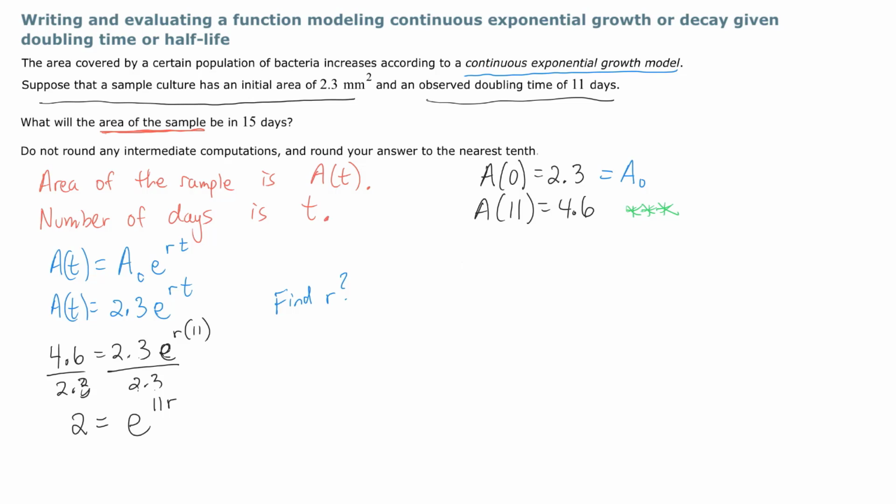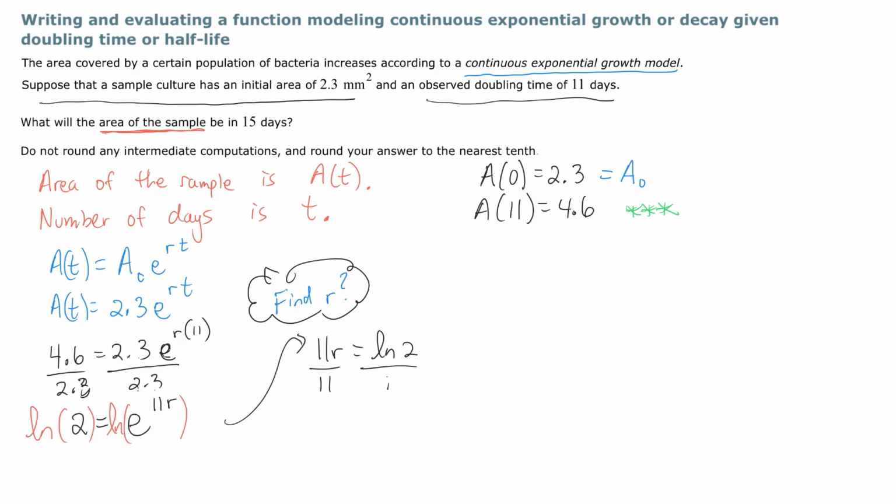We need the inverse function of the exponential function, so that would be the natural log. So we're going to take the natural log of both sides, and now we have 11r is equal to ln of 2. 11 is not 0, so we can divide both sides by 11, and we get r is equal to ln of 2 divided by 11.